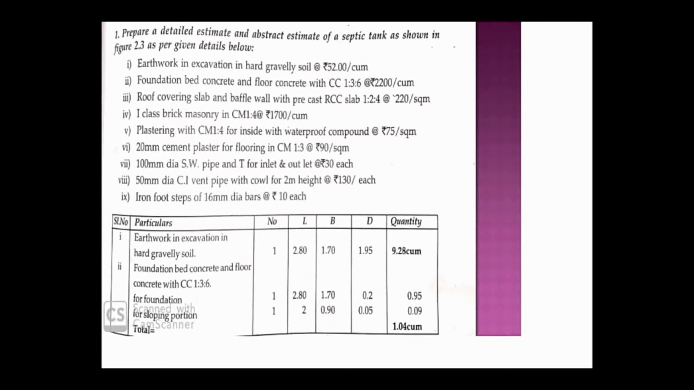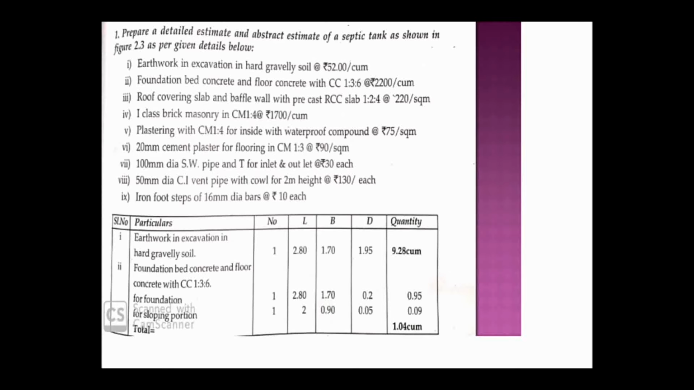And then, as I told, the foundation concrete and the sloping portion, that is the flooring concrete, we are going to add both so that we can get the total quantity of concrete required for the foundation. So here you can see 0.95 plus 0.09 gives 1.04 cubic meter. This is your quantity.